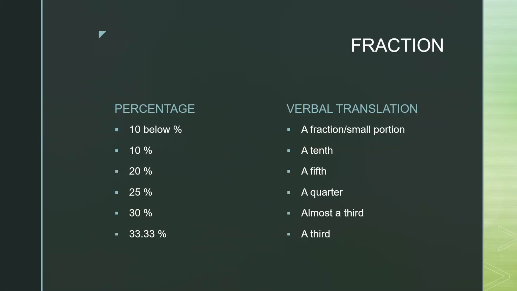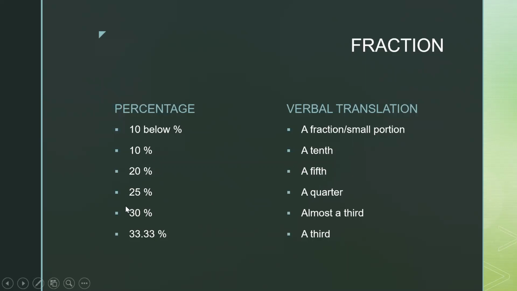So for example, assuming that your first in ranking is 80 and your second in ranking is 20. So 20 is a quarter of, remember, it's one fourth of 80. So you can just say that it's a quarter. You can use a fraction for that. These are the verbal translations. You have to memorize this. 10% below, you can use a fraction or small portion. 10%, a tenth.